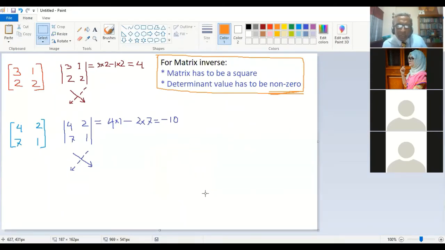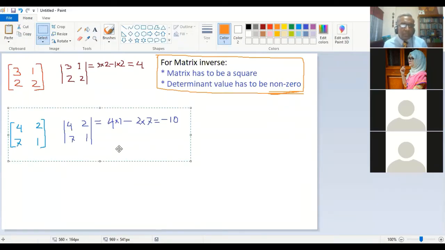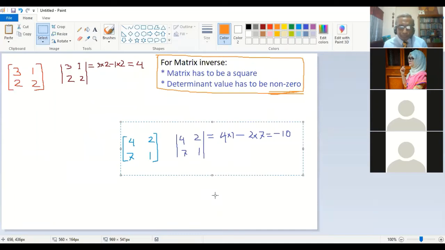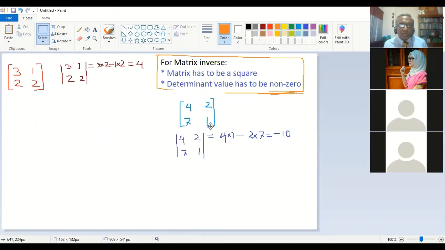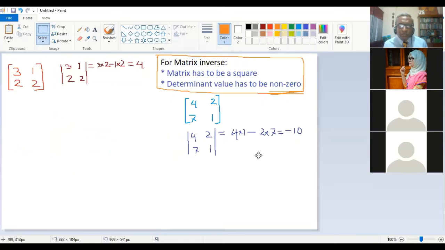Let me just erase the last one. So let us see how the inverse is done, how it is possible to do. Let me just show you how the inverse calculation is possible. So for these two situations, inverse matrix can be possible. We can calculate the inverse, right?